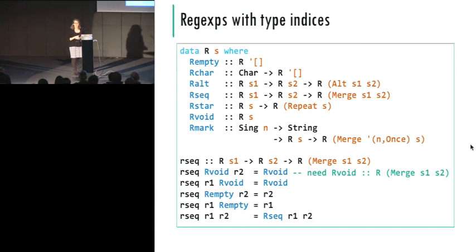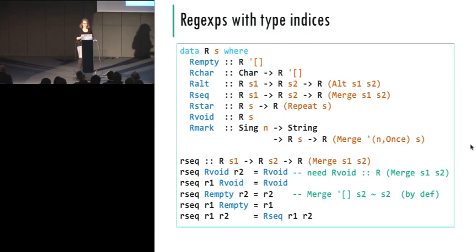What about here? For this one to type check, we need a result that is merge S1 S2, but we've pattern matched R empty, and that's told us that S1 is nil. So we need the result to be merge nil S2. But we're returning R2, so that just has type regular expression indexed by S2. But if you remember from the definition of merge, if we're merging an empty list with any other list, we just get that. So by the definition of merge, we directly have that. And so this also just automatically type checks. So even though we've added this more informative type here, our code just goes right through.